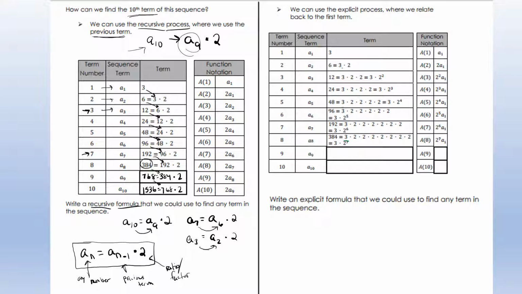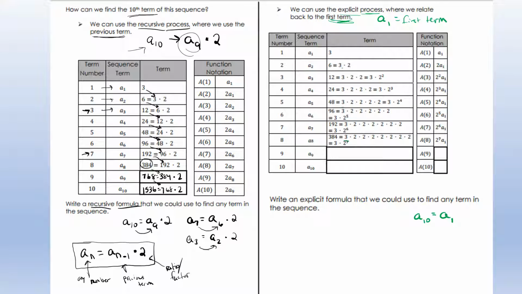What if we want to use what's called an explicit process? The explicit process is different. The explicit process uses the first term and relates everything back to the first term, which we call A1. So we're still looking for the 10th term in the sequence, but we're relating it back to the first term. And what are we doing with that first term to get to each subsequent term in the sequence?